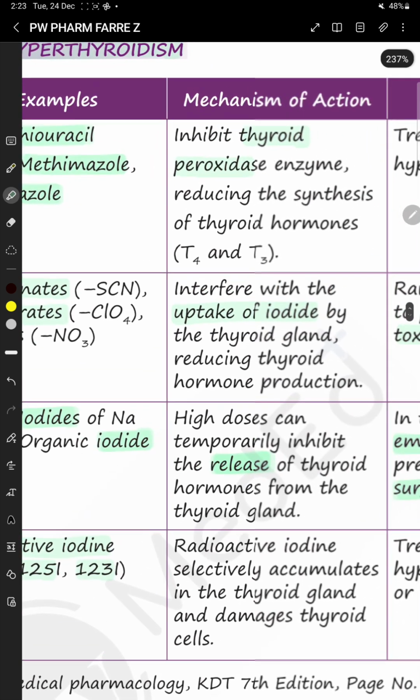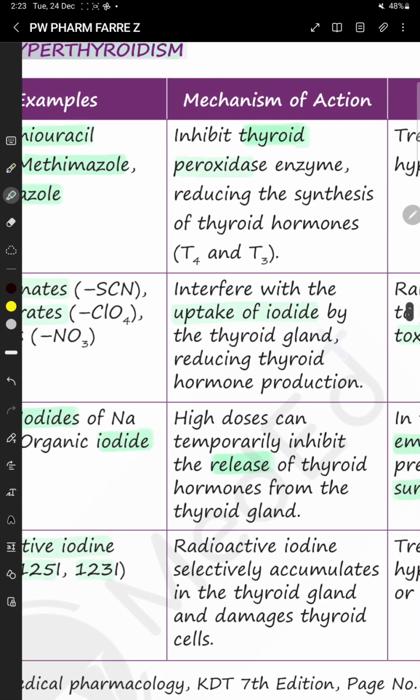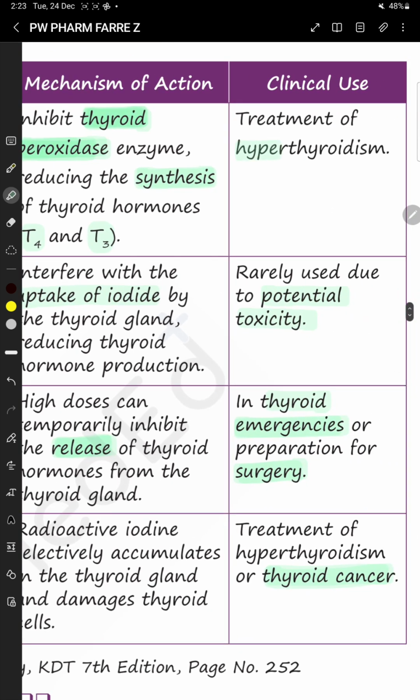What do they do? They inhibit the thyroid peroxidase enzyme. Thyroid peroxidase is an enzyme involved in the synthesis of thyroid hormone. It is responsible for the oxidation of iodide to iodine. So by inhibiting thyroid peroxidase, these drugs will reduce the synthesis of thyroid hormones T4 and T3, and these are used in the treatment of hyperthyroidism.